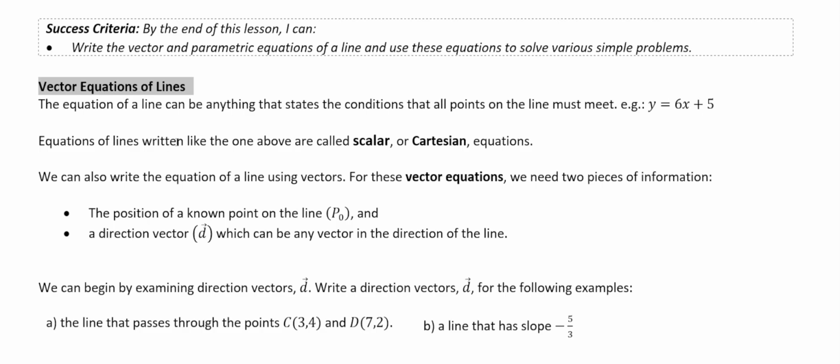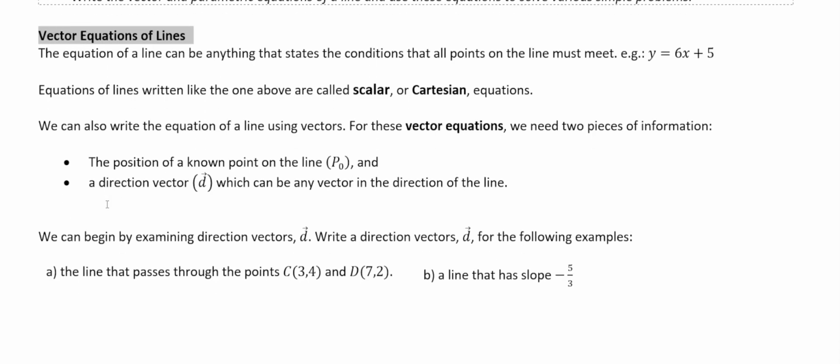The equation of a line can be anything that states the conditions that all points on the line must meet. For example, we've seen before, y is equal to 6x plus 5, so y is equal to mx plus b. This is an equation where you can input an x value and you will get a y value on that line. Equations of lines, written like the one above, are called scalar or Cartesian equations.